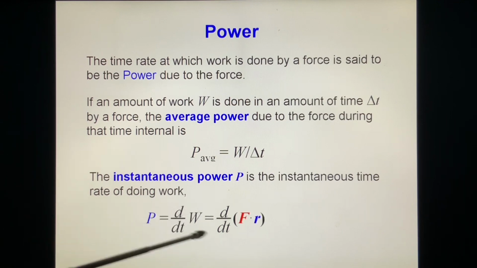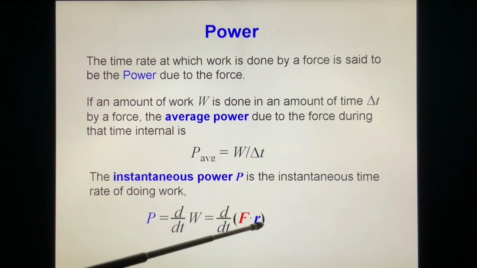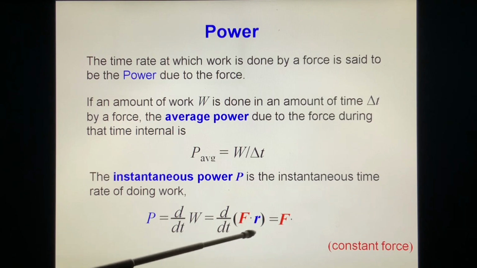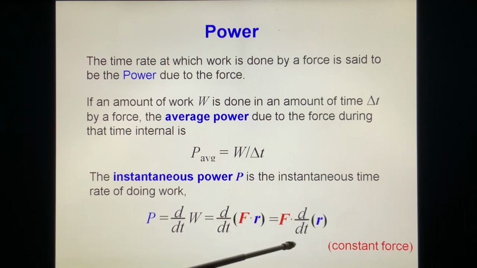Since W equals F dot r, if the force is constant, then F can be taken out. We get F dot dr/dt, and dr/dt is velocity. So the instantaneous power P is equal to F dot v. This is under the condition of constant force.